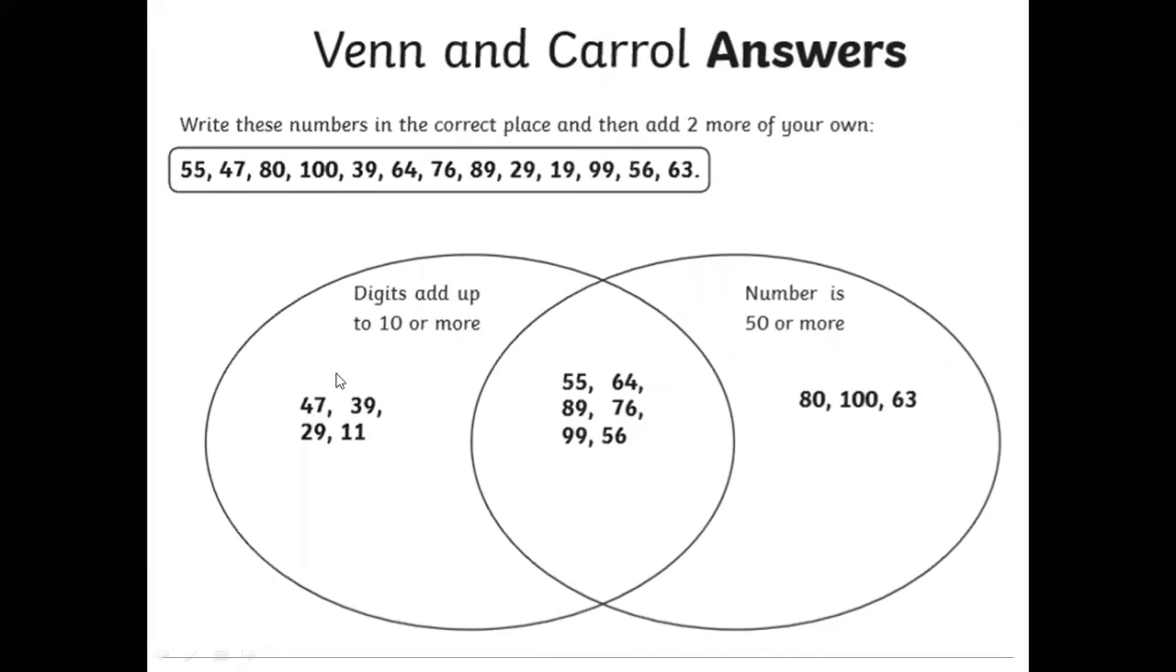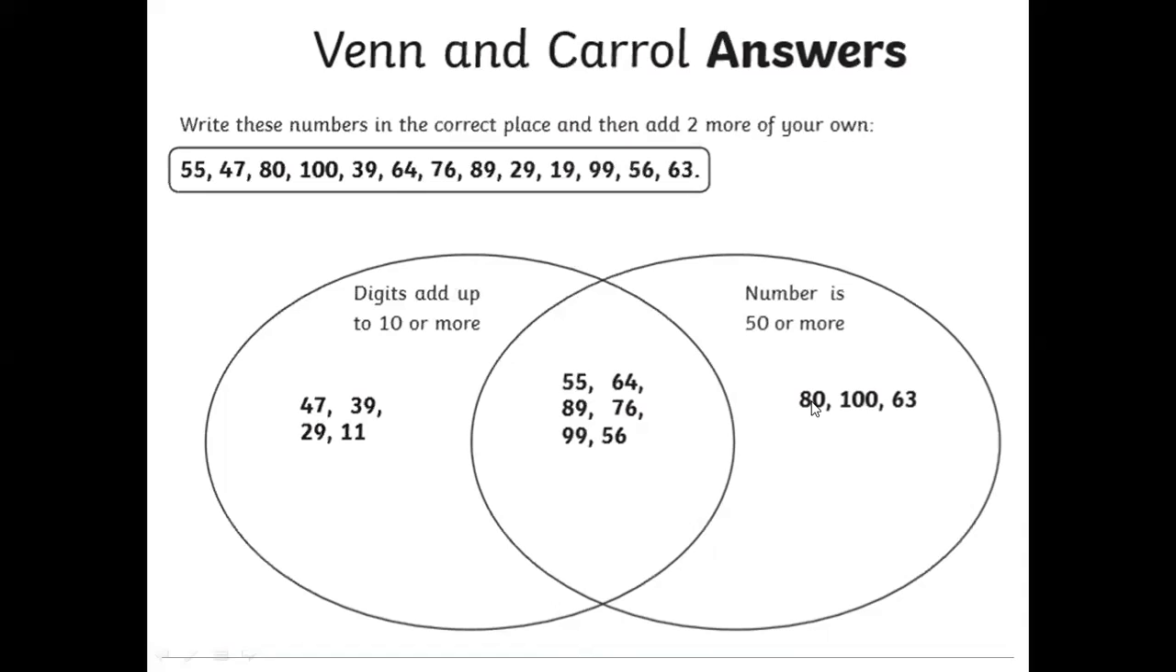See? Here it's written down 47. Now let's add them together. 47, which is 4 and 7. Now let's add 4 and 7 together. 4 plus 7 equals 11. So yes, it goes here.